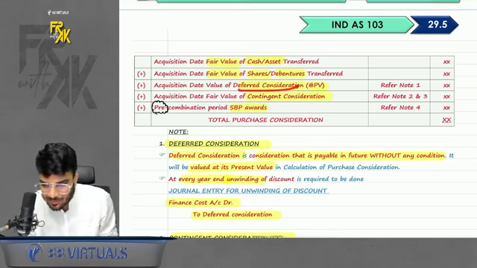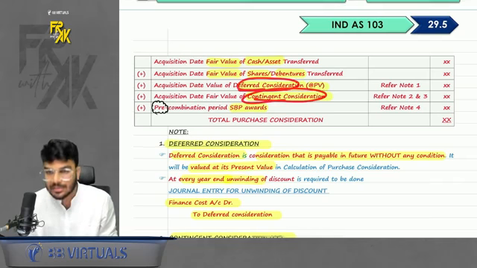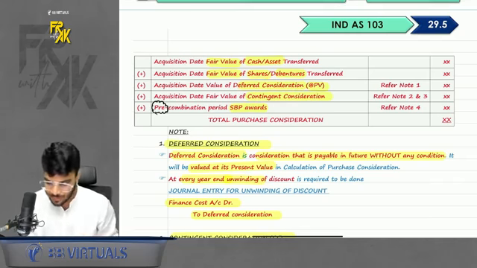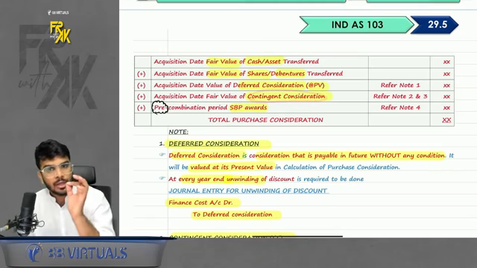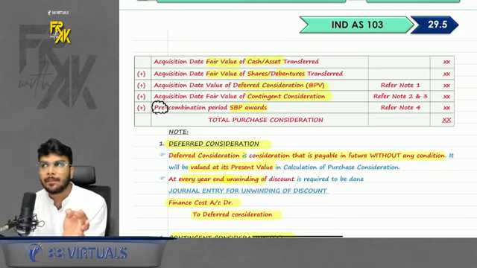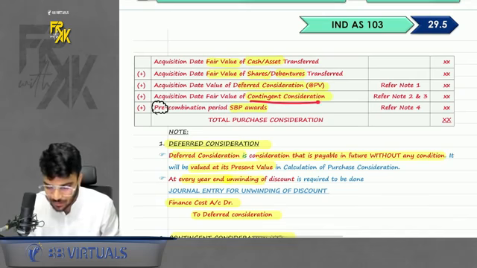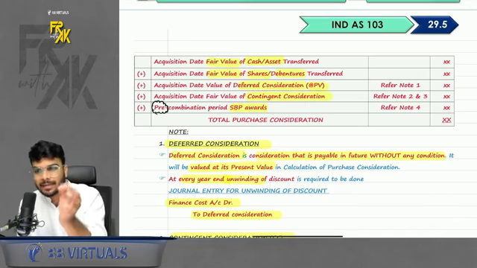So what is the difference between deferred consideration and contingent consideration? In deferred consideration we will pay 100% after a certain number of years. In contingent consideration you will pay only on meeting of certain conditions. Okay, only on fulfillment of certain conditions. So that is the time you will pay contingent consideration.